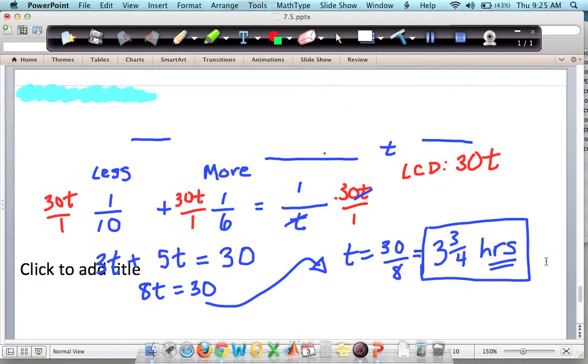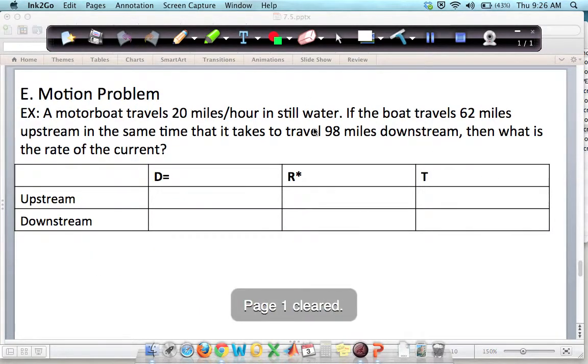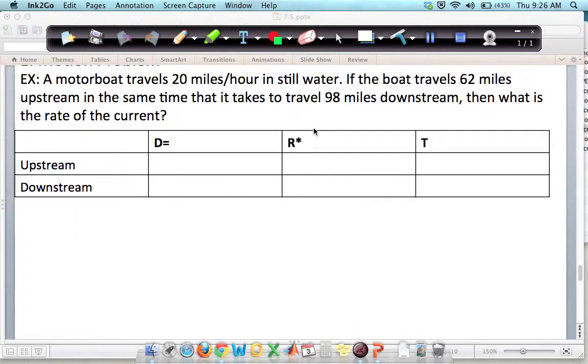Okay, so now we're going to look at a motion problem. Let's set this up. We're looking at a distance, rate, time problem. So distance equals rate times time. And whenever I'm solving a problem like this, I like to put a table to organize my information. This is something you could have in front of you to remind you, distance equals rate times time. Let's fill in the information we're given.